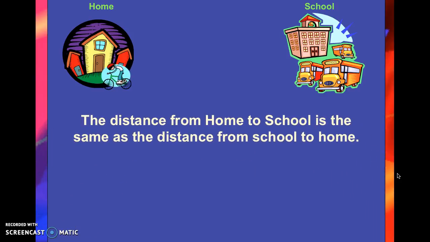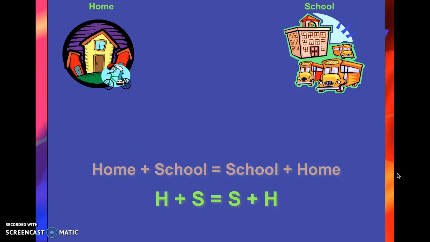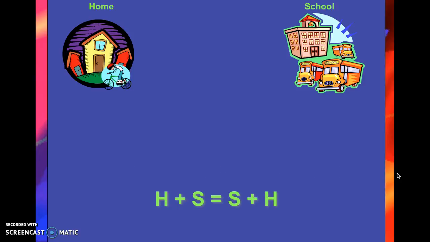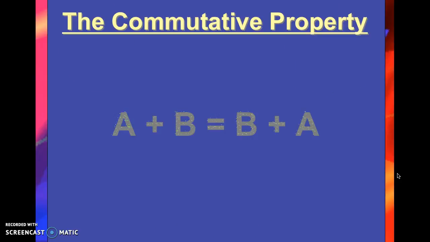The distance from home to school is the same as the distance from school to home. Home plus school equals school plus home. H plus S equals S plus H. A plus B equals B plus A, which is the formula of the commutative property. And there's another.